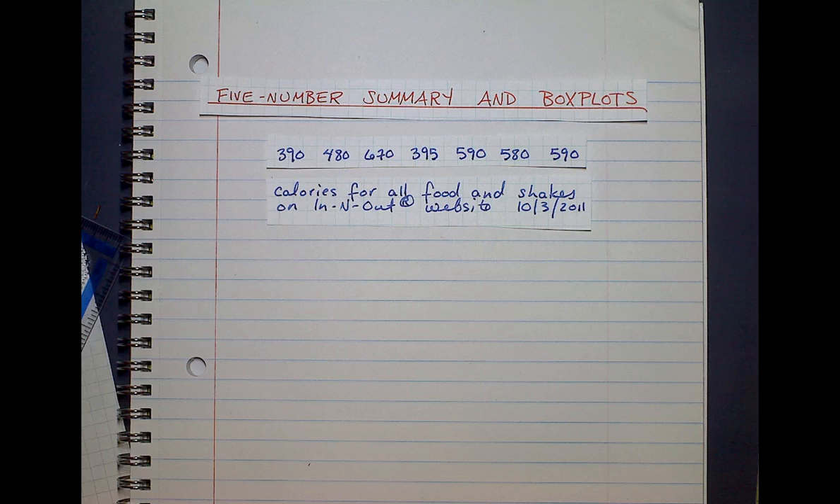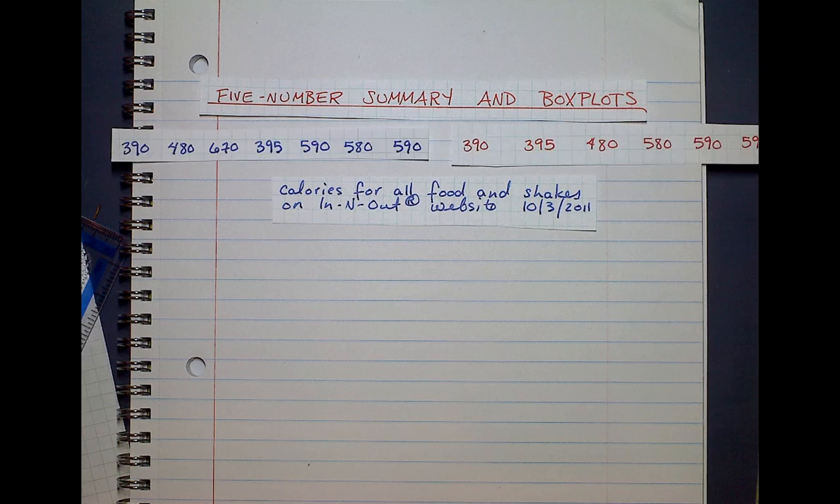Five-number summaries and boxplots go hand in hand and help summarize a data set, both graphically and numerically. Here we have some calorie values for each standard food item on the In-N-Out menu, both food and shakes. This doesn't include your animal-style options or anything else crazy, just your typical menu items.